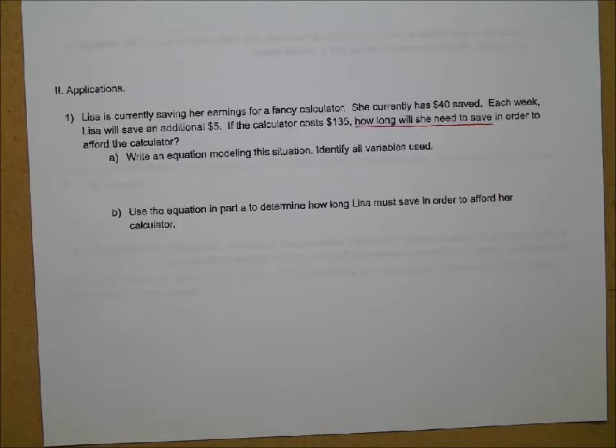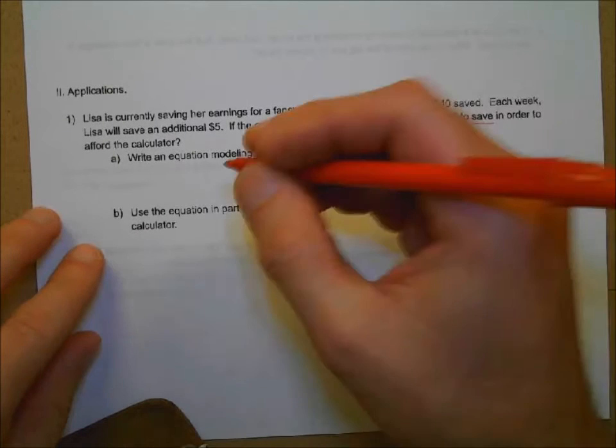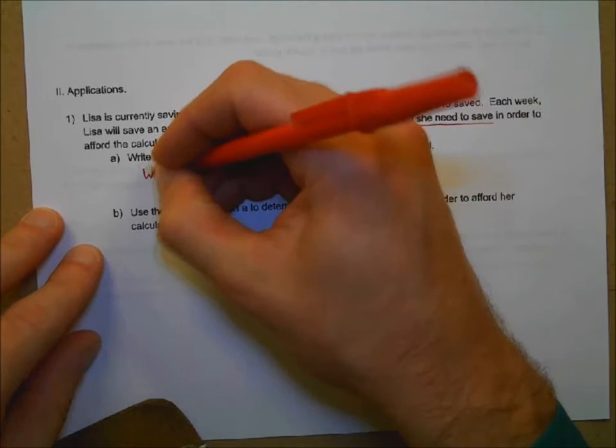I'm going to call on somebody here. All right? And I may end up calling people twice in a row or something like that. We'll just see how it goes. But Alex, what is our unknown amount here according to the question? A number of what? How long? So that would be a number of what in this case? Weeks. So what variable would you like to use here? W. Sounds good to me. So let's let W equal number of weeks.